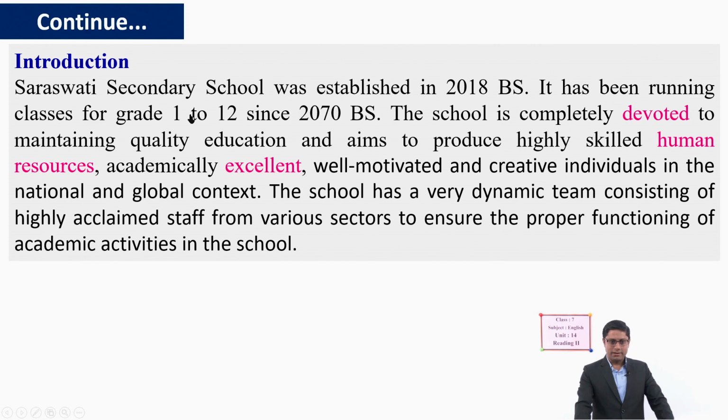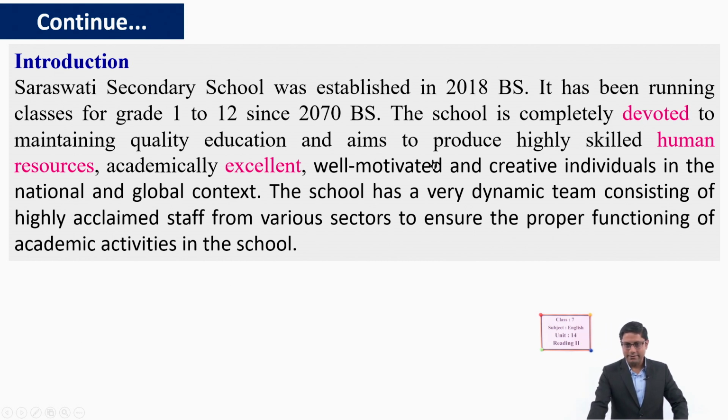See there, this shows that any student can study from grade 1 to 12 there, and 2070 BS means they reached grade 12 in 2070 BS. Since then, anybody can study up to grade 12 there. Did you understand? See there, the next sentence. The school is completely devoted to maintaining quality education and aims to produce highly skilled human resources, academically excellent, well motivated and creative individuals in the national and global context.